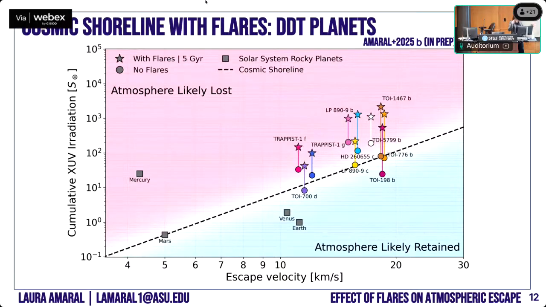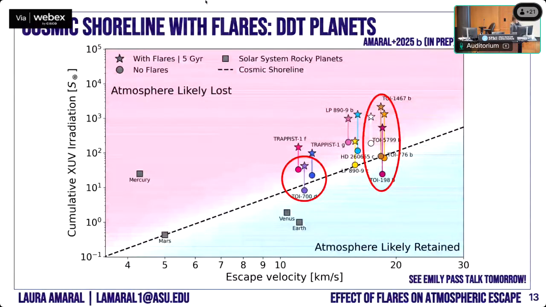So just to be at the state of the art, what I added here was the cosmic shoreline, adding flares. Basically, I integrated all the flux of the star, considering flares over time, for all those planets. Those planets are from the DDT program. Not all the planets are here, just a couple around late M and early M dwarfs. Some planets, like TOI-700D and TOI-198B, are going to cross the cosmic shoreline.